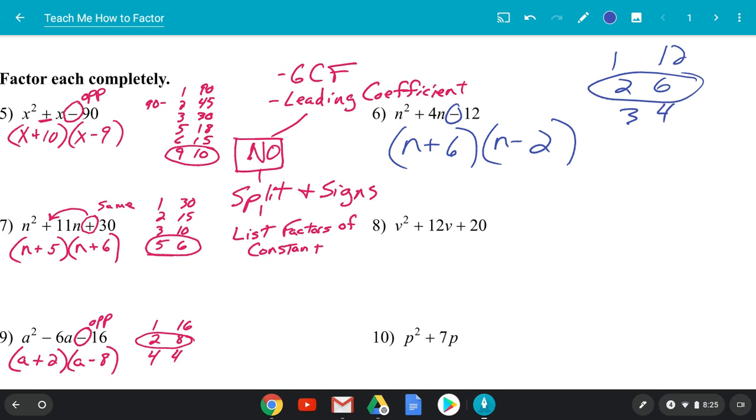I said what? 2 and 6. I circled 2 and 6. Brain, hand, not connected. Sorry about that.